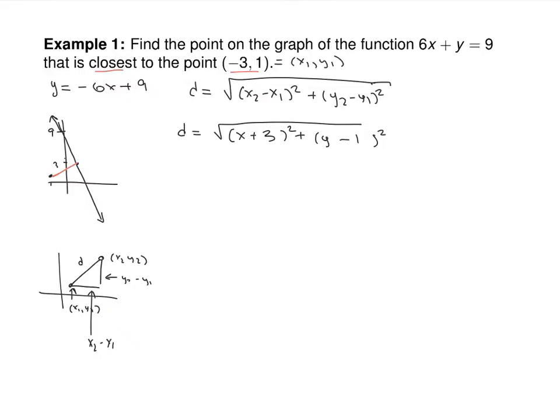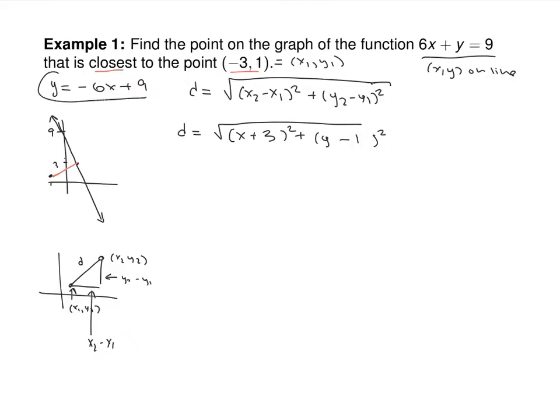What fact haven't you used yet? This is like saying we have some random point x, y on this line. So you've got a point x, y on the line and you have the specific point negative 3, 1. If you're on that line, what's true about your y value? Can you make this equation somehow have one variable because you know of a relationship between x and y? Yeah, what can you use?